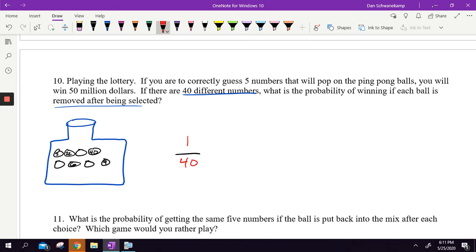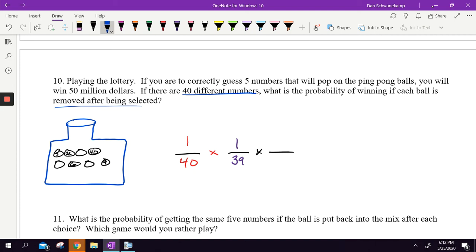Then I want that to happen, and I need to get the second number correct. Well, how many numbers are correct second? Well, there's only one number that's going to be correct. How many balls are left in there for me to choose from? Well, now there's 39 numbers because I can't repeat a number. Once I've used one, then it's gone. So this has to happen, and this has to happen. And then I need to get the third number right.